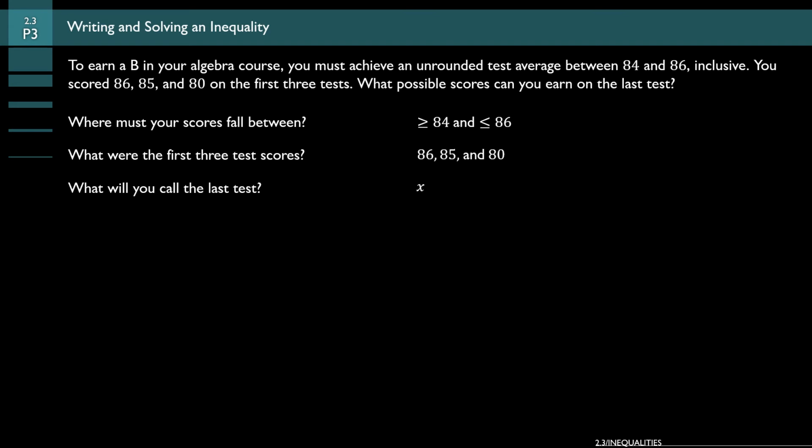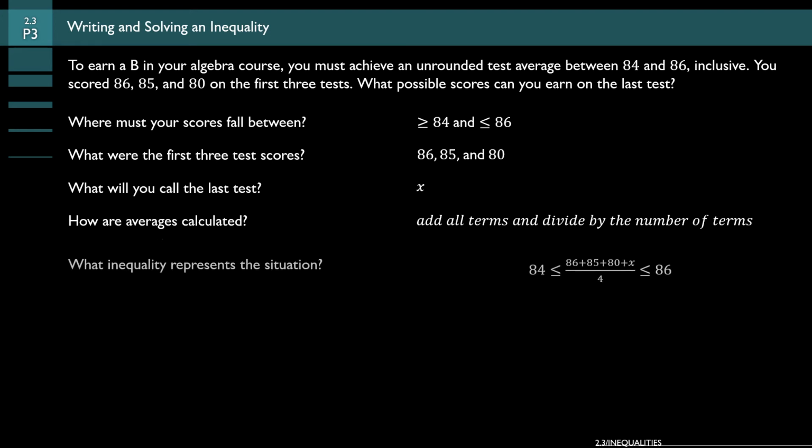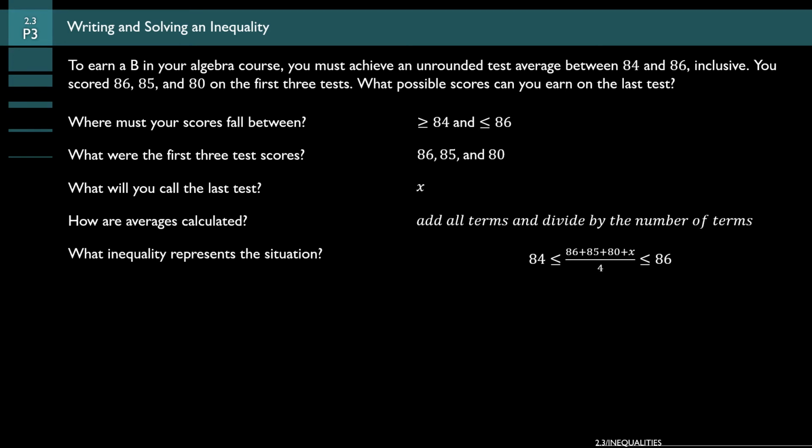Any variable will work. How are averages calculated? Remember that to calculate an average, or the mean, we add all terms and then divide by the number of terms. So how many terms are you going to have here? 86, 85, 80, and X is going to be 4 terms. So we need to add those 4 terms and then divide by 4.